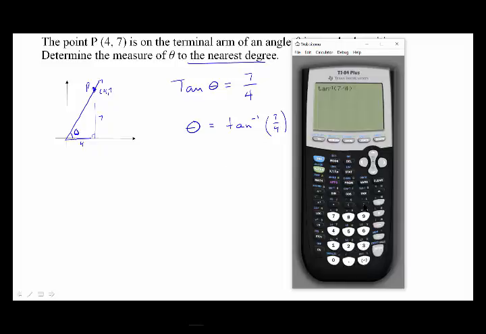In your head, if you wanted to, you could have done 1.75, right? Because 7 over 4 is 1 3/4. Doesn't matter. It's the same thing. You know, just hit equals, enter.